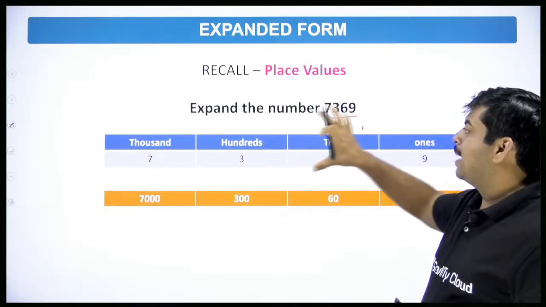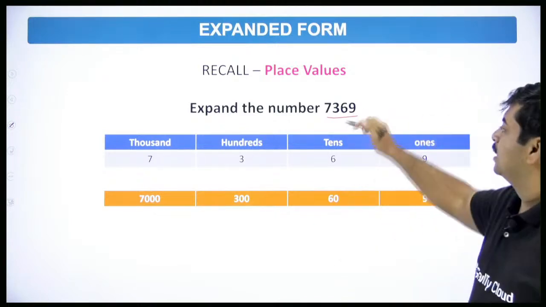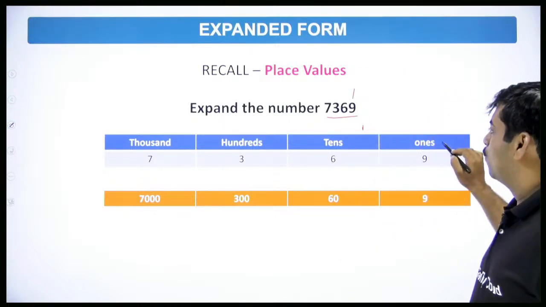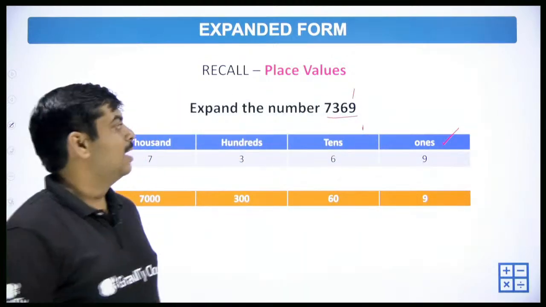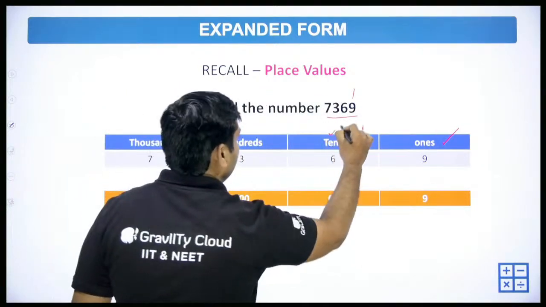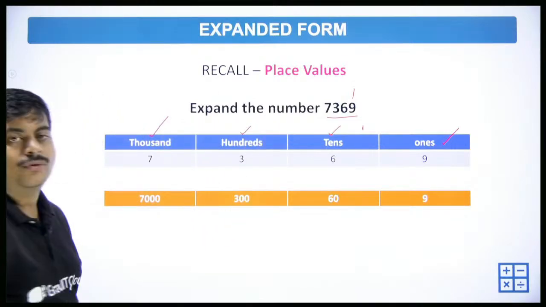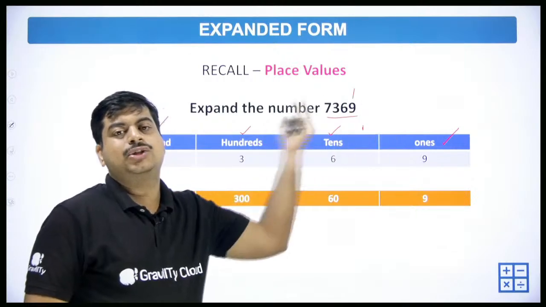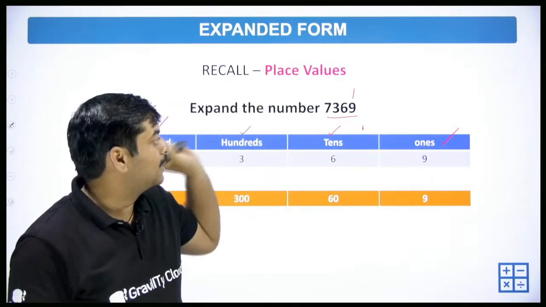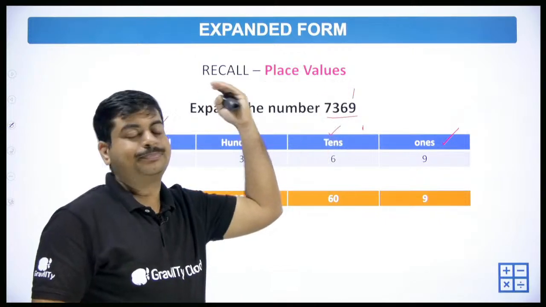Now, what is the expanded form of this number 7369? This is the units place, the ones place. The digit before that will go for tens place, the next for hundreds, and the next for thousands. Always you should come from the right to the left. Don't go from the left side with ones, tens, hundreds; it should come from the other side.